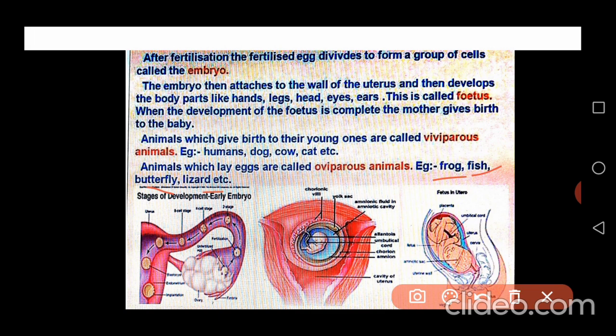So these are viviparous animals, and these are oviparous. Viviparous animals give birth to young ones directly. Oviparous means ovi is nothing but egg, so animals which lay eggs are commonly called oviparous animals. Almost all mammals are viviparous except the echidna and platypus, which are egg-laying mammals.